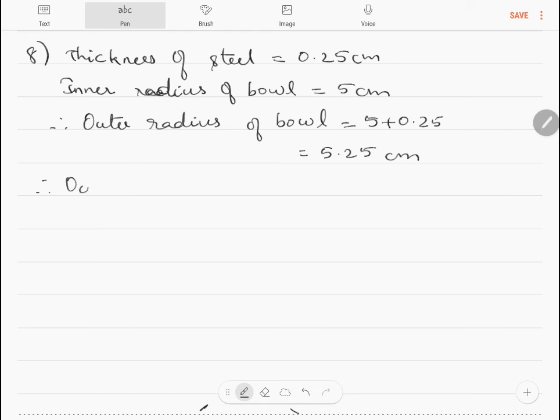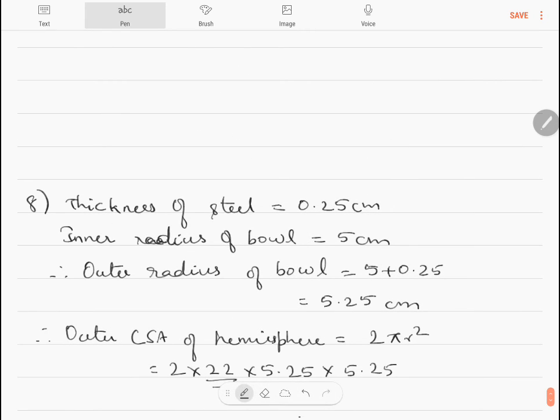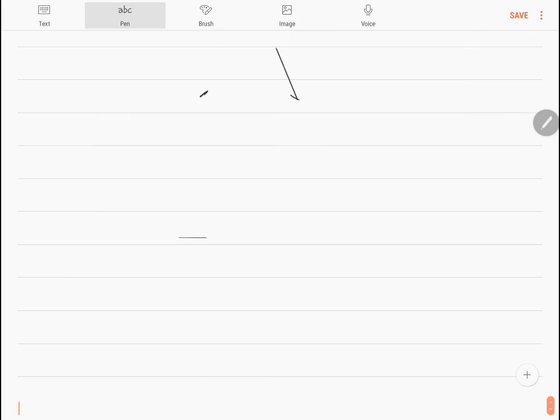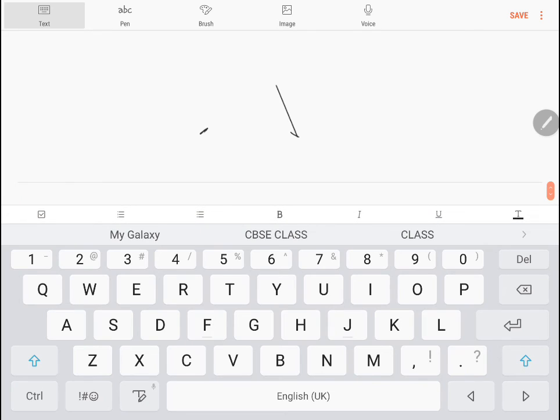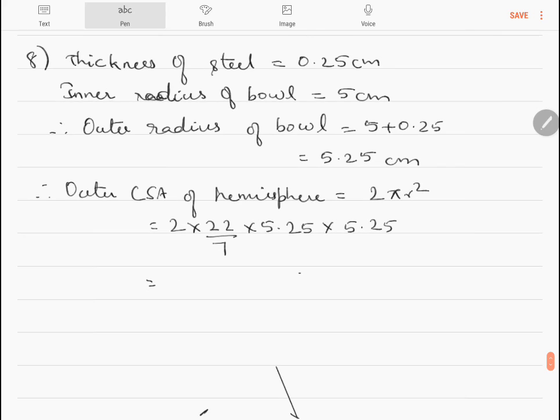Therefore, the outer curved surface area of the hemisphere is 2 pi r square, which is 2 into 22 by 7 into 5.25 into 5.25, which comes to 173.25 centimeter square.